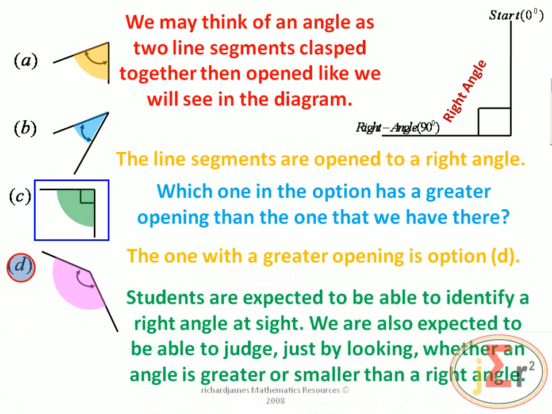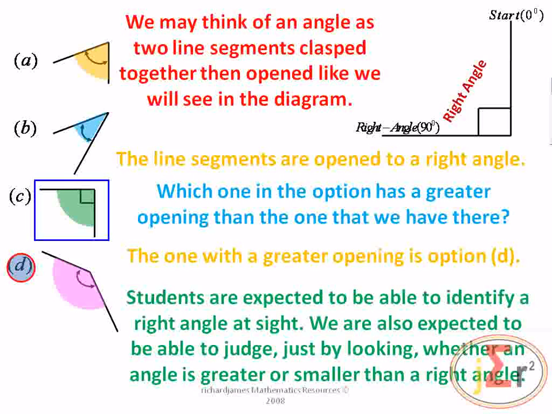Students are expected to be able to identify a right angle at sight. We are also expected to be able to judge just by looking whether an angle is greater or smaller than a right angle. So we are required to just look and tell if that is a right angle or closely approximated to one, and to see which angle may be greater than or smaller than a right angle.